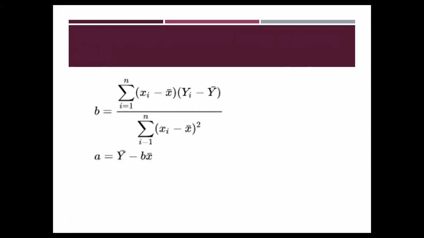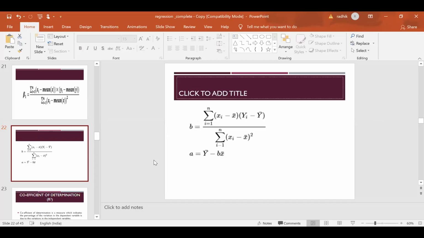So this is the equation. I have written mean here, simplified as: the sum of (xi minus x bar) into (yi minus y bar), divided by the sum of (xi minus x bar) whole squared. This is the slope beta, and this is the intercept: a equals y bar minus b into x bar. This is how we calculate the regression coefficient. I'll show you an example in Excel and then I will come back to the presentation.